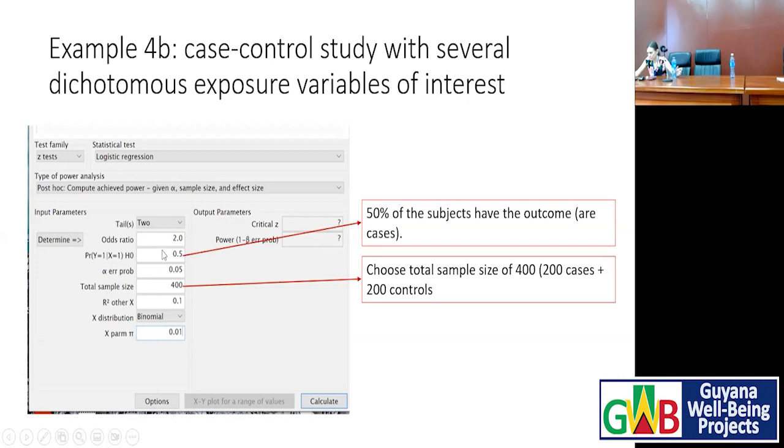Here, 50% of the subjects have the outcome. And recall, this is 50% of the cases in our study. It's not 50% of all people in the population.